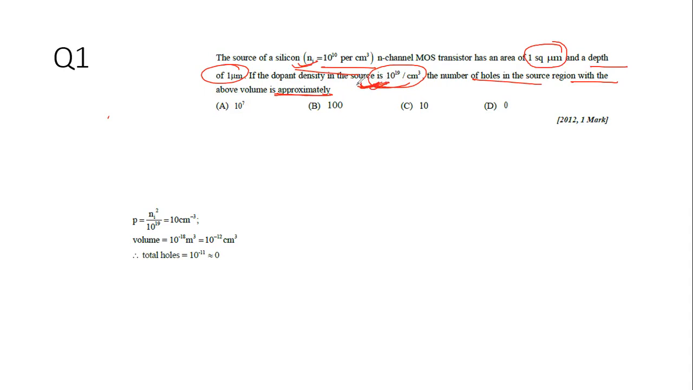Okay, so what are the total holes? That is the number of holes. So P equals what? Ni square upon doping concentration, because that is the majority charge carrier. So this is 10 to the power 10 squared divided by 10 to the power 19, and this is equal to 10 per centimeter cube.